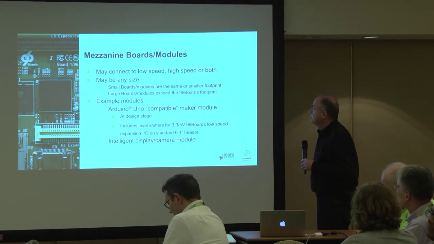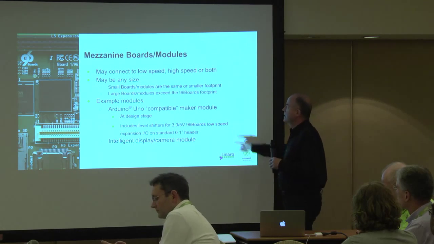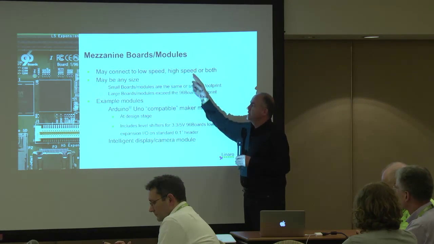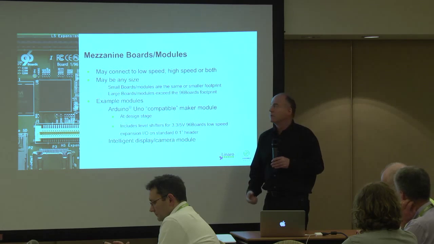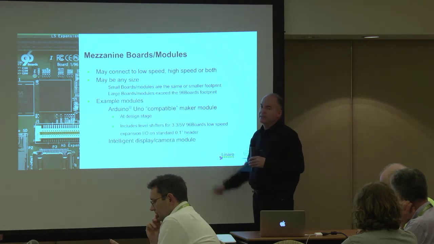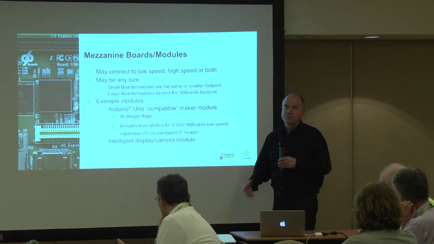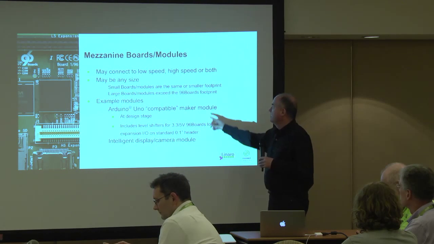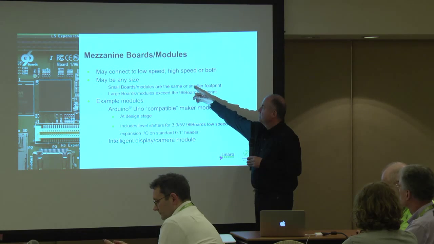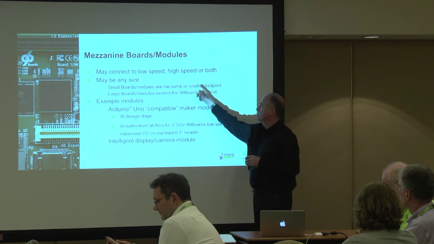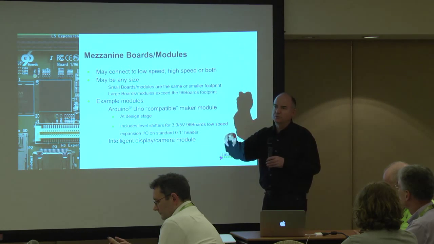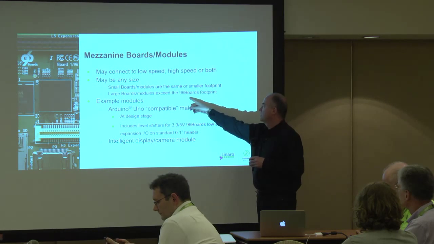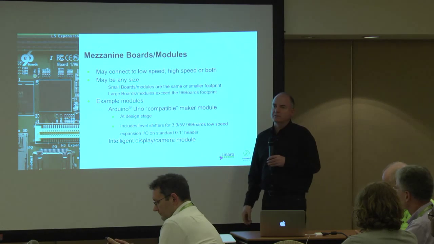So mezzanine boards and modules. You can connect mezzanine boards and modules to the low-speed connector or the high-speed or both. They can be any size. We've still got to do some work on speccing how to do modules. But the idea is there's 2 types. There's a small module, which is the same or smaller footprint than the board itself, and then there's a large module that can exceed the 96 boards footprint.